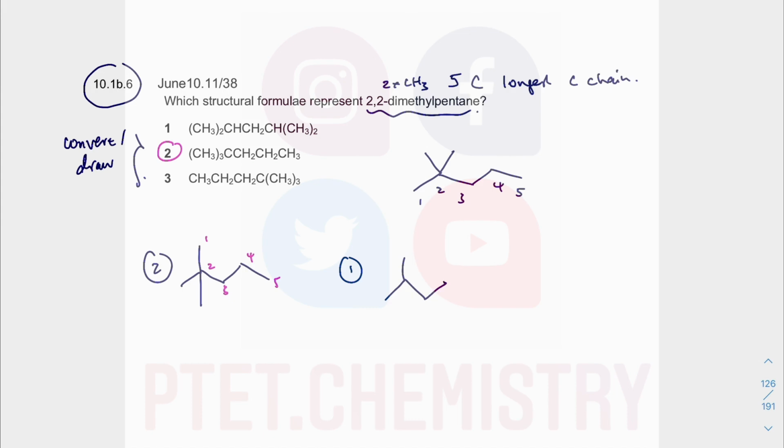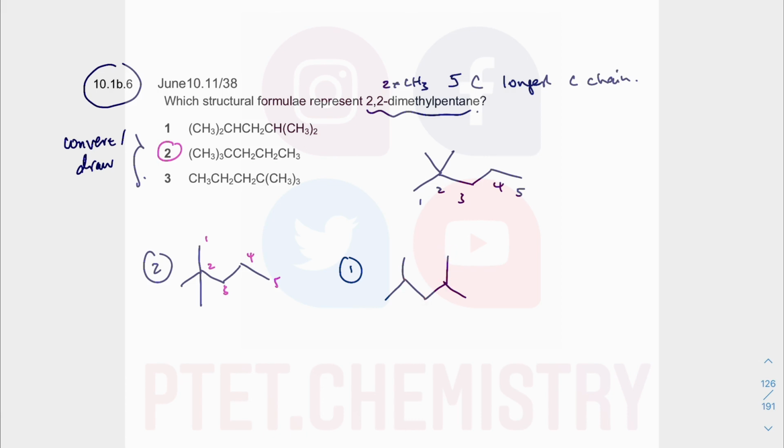CH2, CH, like that. I can tell number 1 is wrong because I can see the methyl groups are no longer there. So CH3 twice, CH, CH2, CH, hang on. My methyl group should have been there. I've added 1 extra carbon. Let's check again. CH3 twice, CH, CH2, CH, CH3 twice.